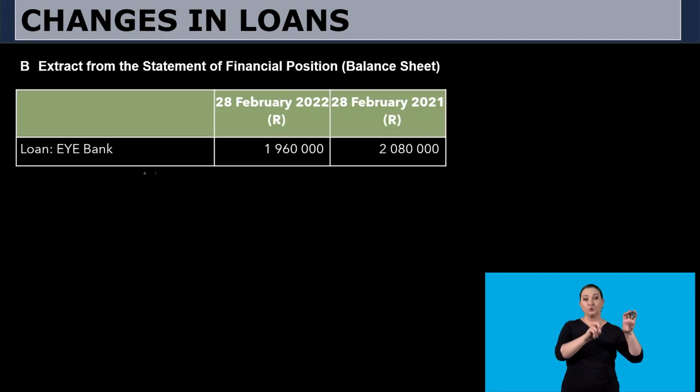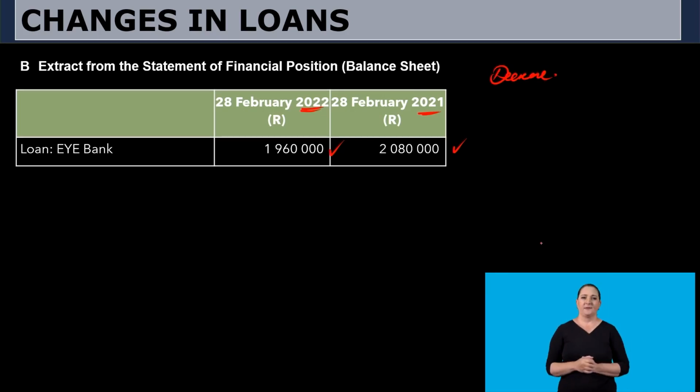So here we have information from iBank. In 2021, the loan was 2,080,000. In 2022, the loan is 1,960,000. You can see here that we have a decrease in the loan.